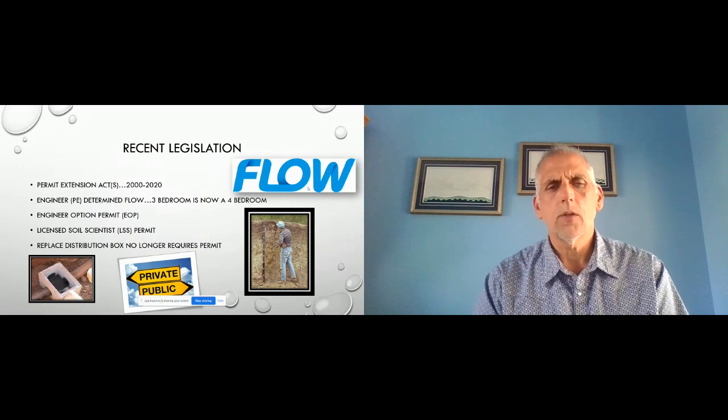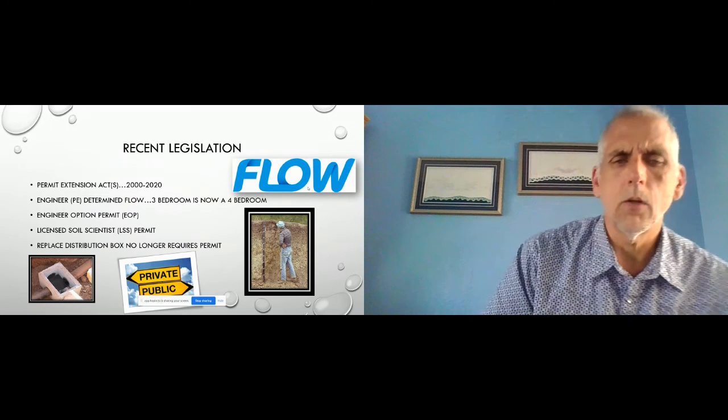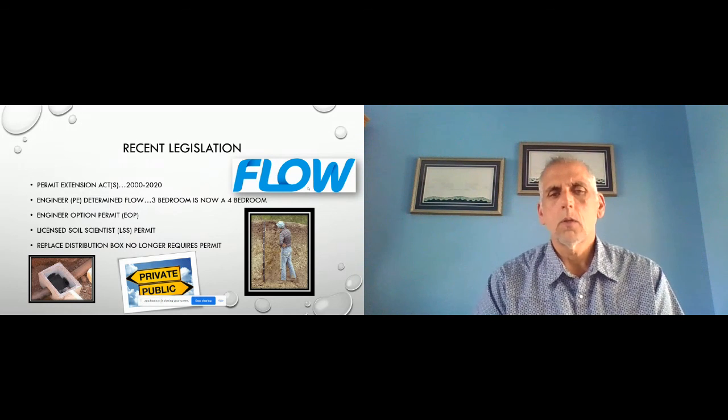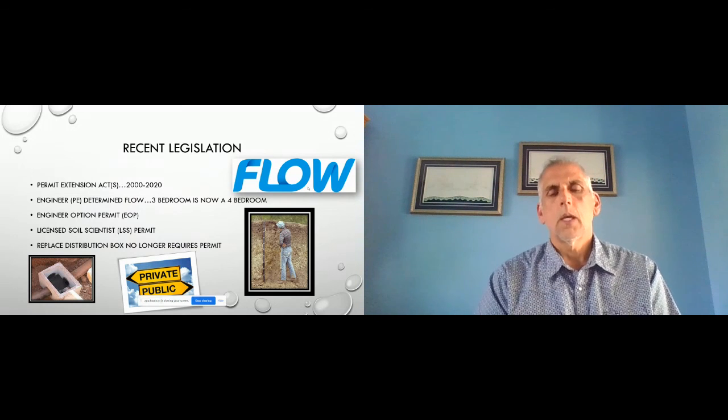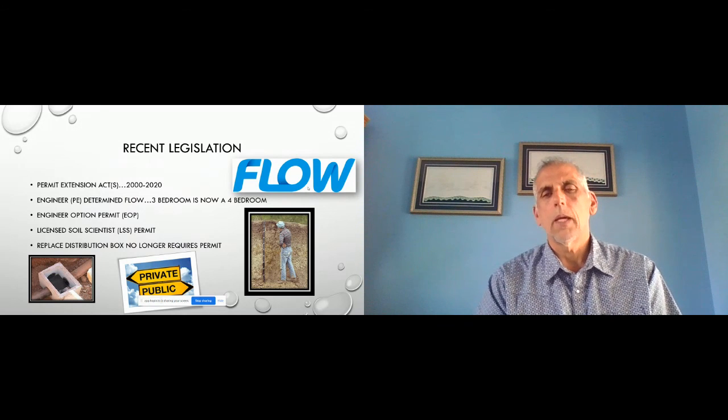Also now engineers can do design flow for bedrooms. When I started, you couldn't touch a design flow for a residence. You couldn't change it. It was 120 gallons per bedroom. Well, now with legislation, engineers can take a 360 gallon permit and provide a document, and that permit will be good for 4 bedrooms. So it's 360 gallons, but it's now a 4-bedroom house.